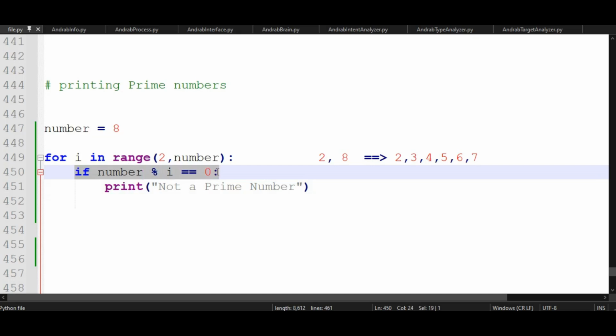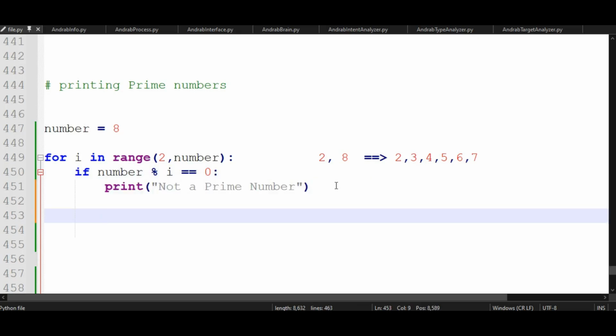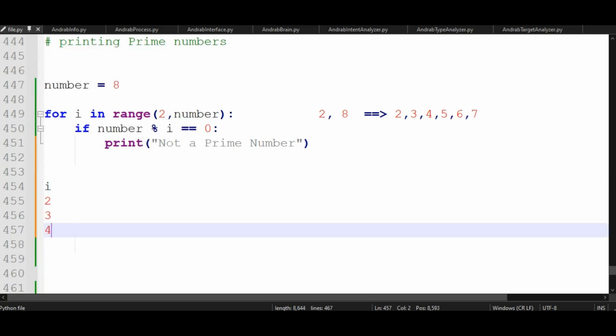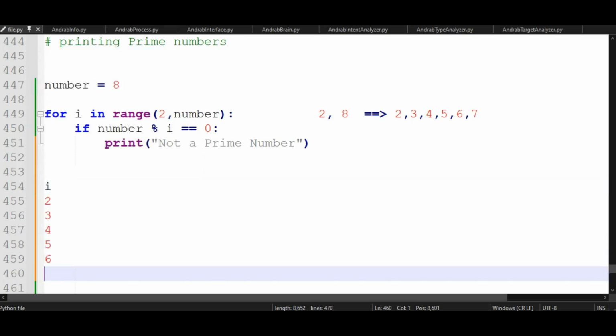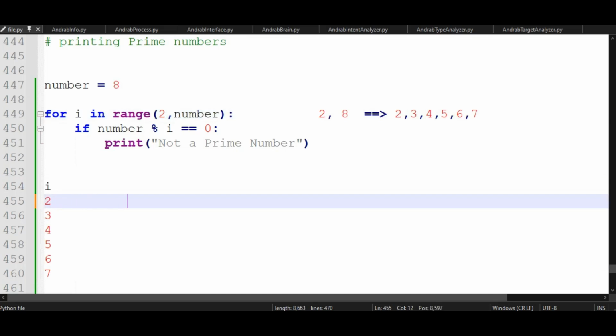So if a number can be divided by this I, what will I print? Not a prime number. Why? Just try to understand this. Say for example, my I runs from 2, 3, 4, 5, 6 and 7. Right? My I runs from 2 to 7, just like we discussed here. Now when I equals 2, what does number percent I become? Number percent I becomes 8 percent I. What is I? 2. What will be the remainder of this? The remainder of this will be 0.